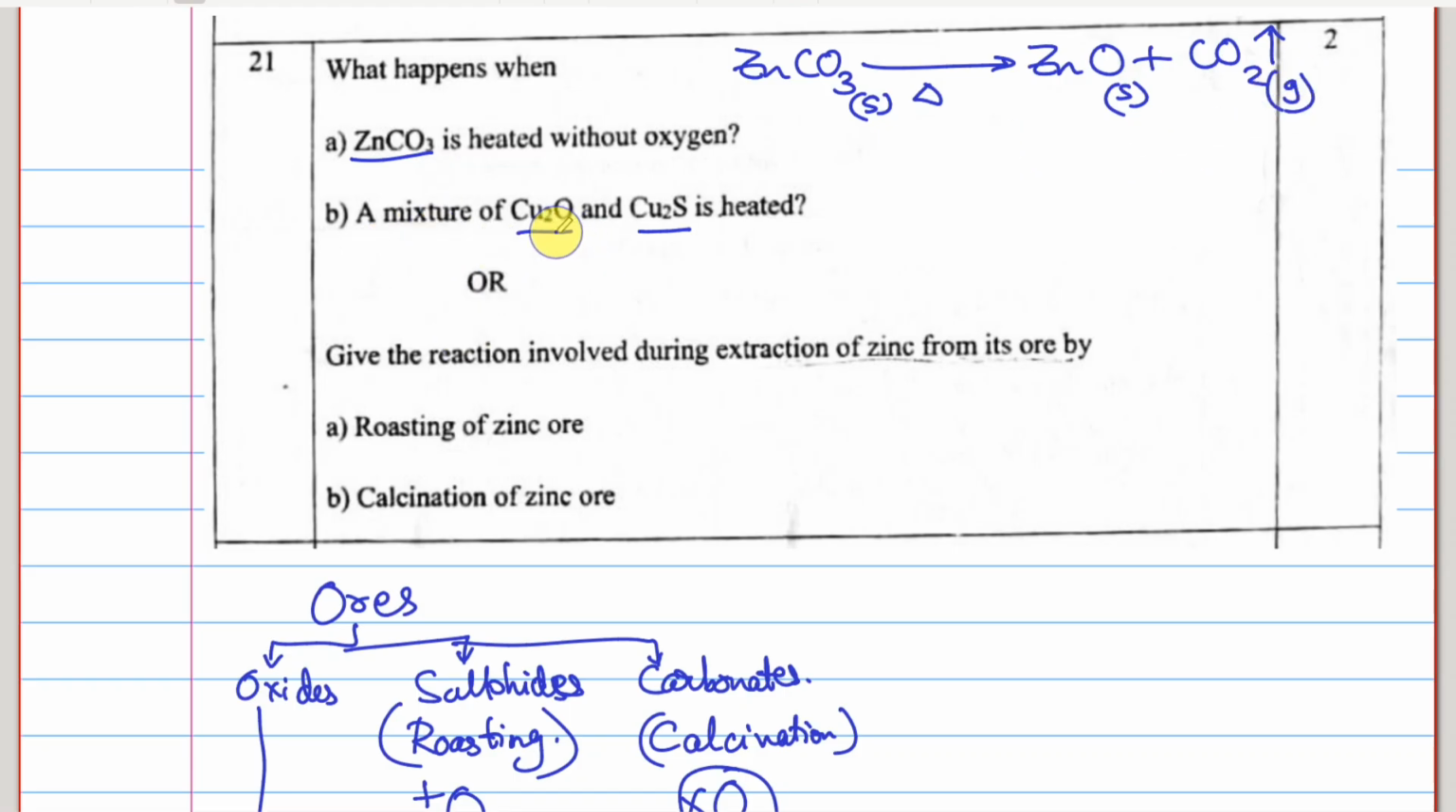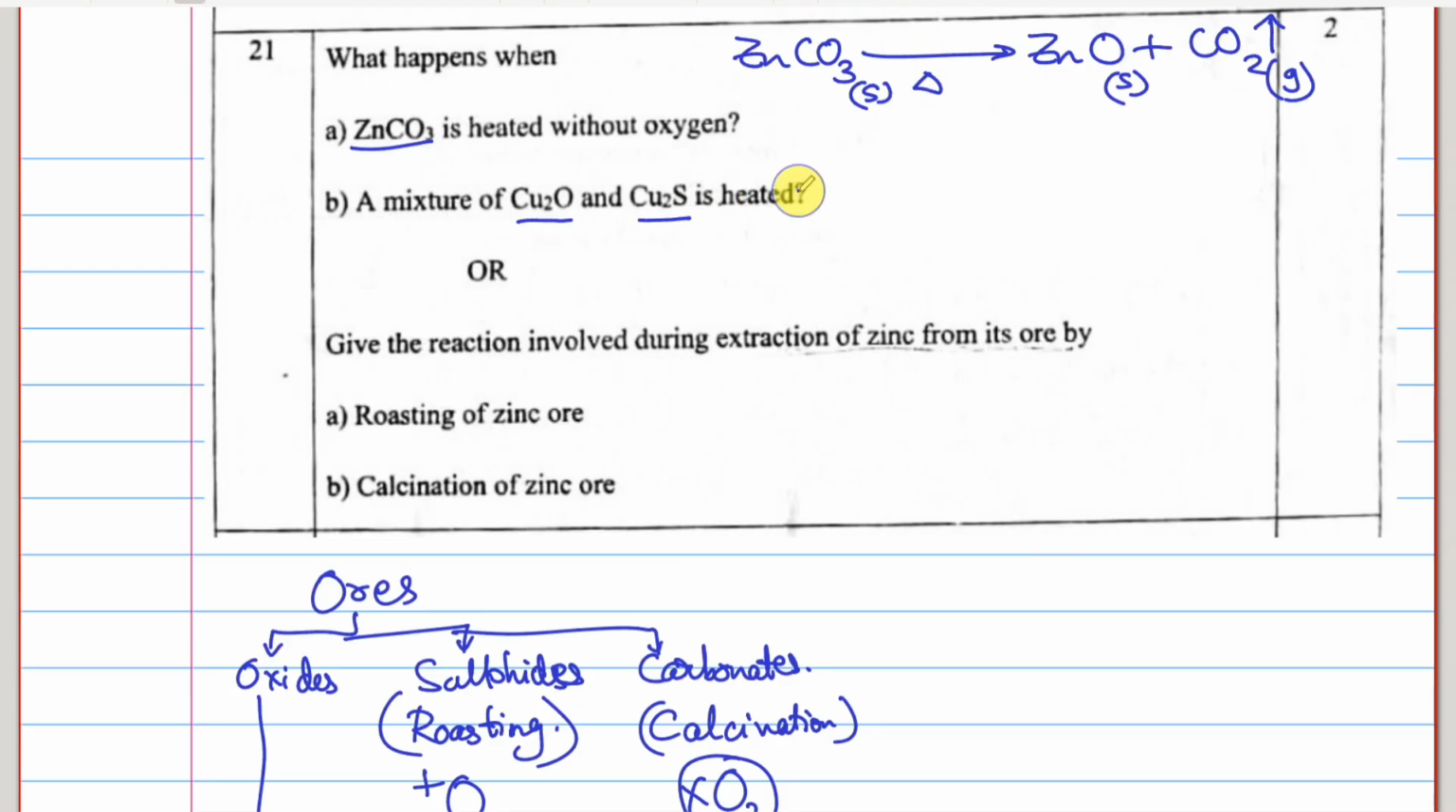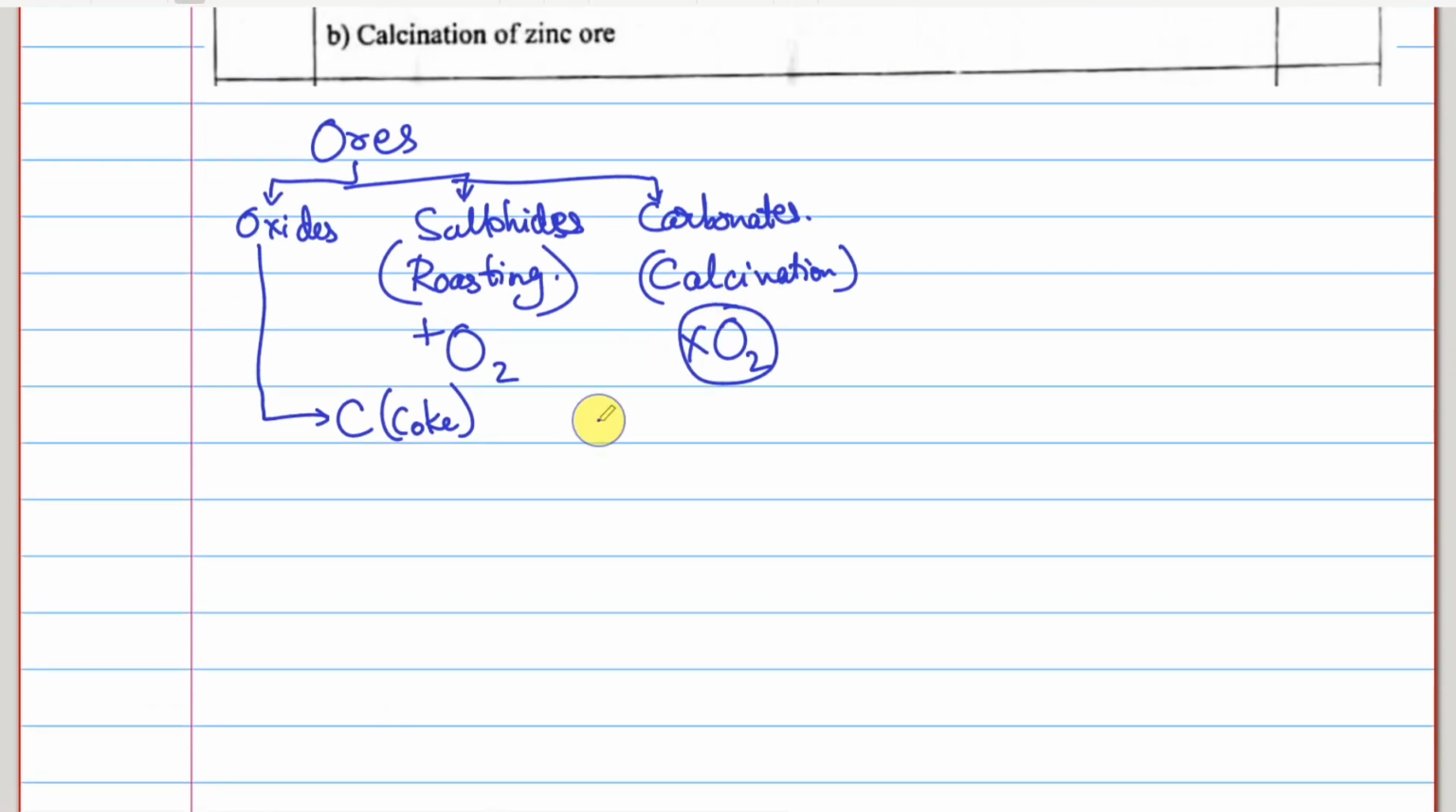Next, question B. A mixture of Cu2O and Cu2S is heated. So instead of heating them individually, they are mixing them and heating it. So we know Cu2O plus Cu2S, when heated, will be used for extraction of copper itself, right? Our main goal is extraction of copper, and during the extraction of copper or any ore for that matter, sulfides will get converted to oxides through roasting. Carbonates will get converted to oxides by roasting. Oxides are themselves in oxide state, right?